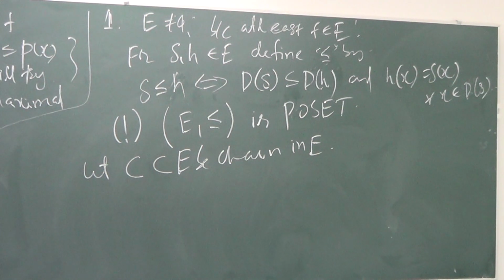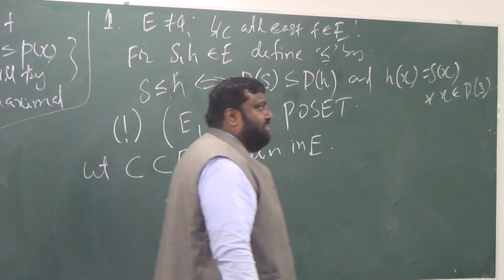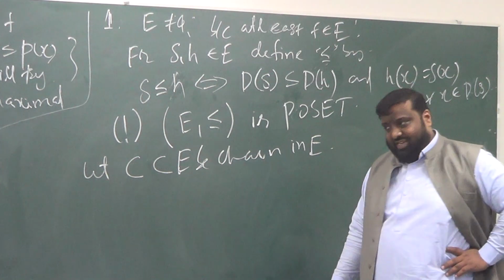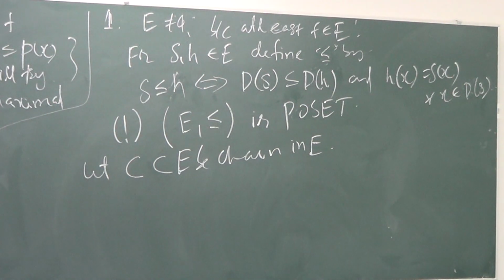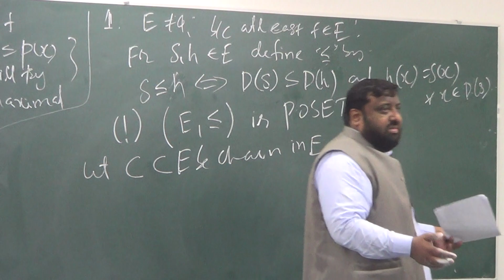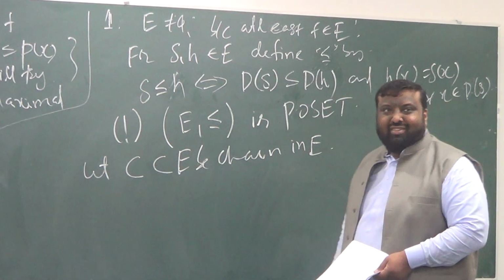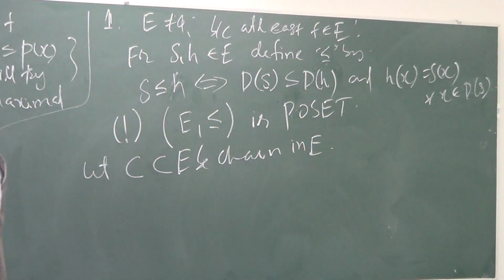If there is an upper bound for this chain, how should that upper bound look? So the domain should be the union of all domains. Yes, it must be the union of all domains, and it must be extending every single element in the chain. Okay? So it's pretty much natural. Think about it. Is it reminding you of something, when you are proving what you call the least upper bound property, through cuts?